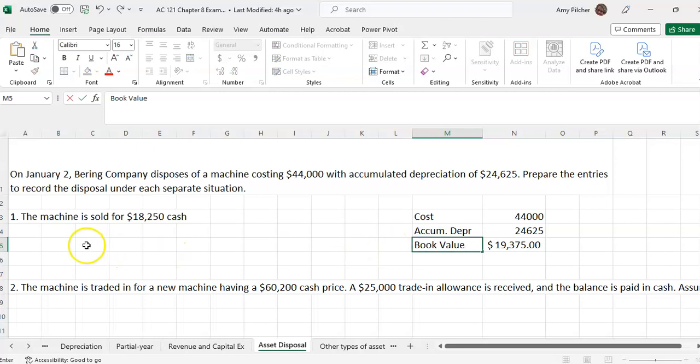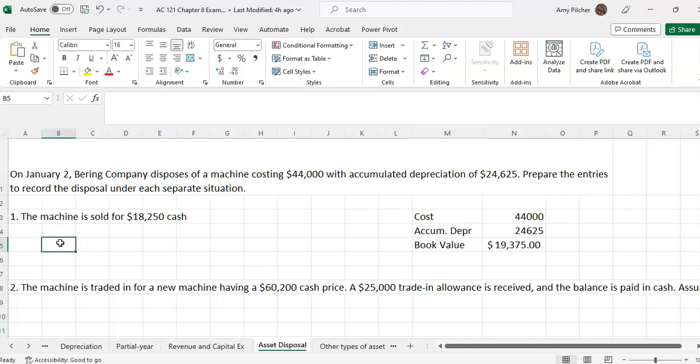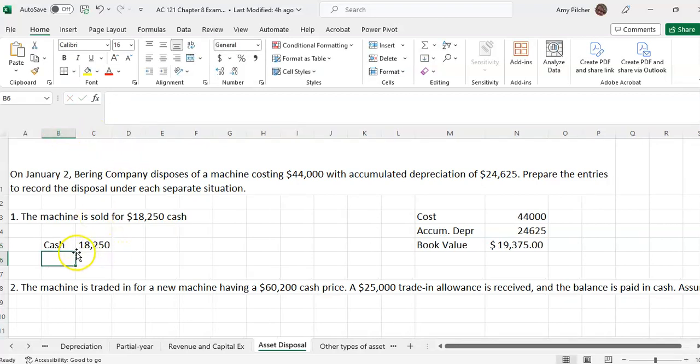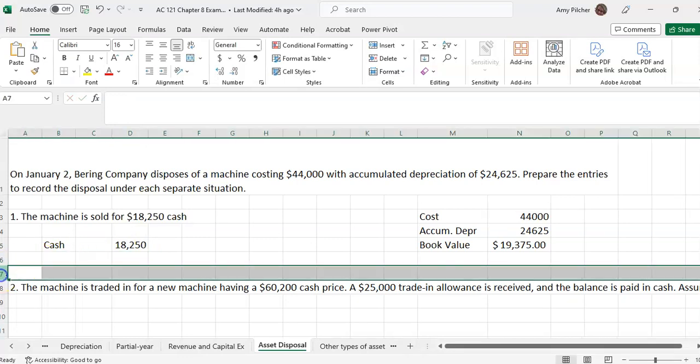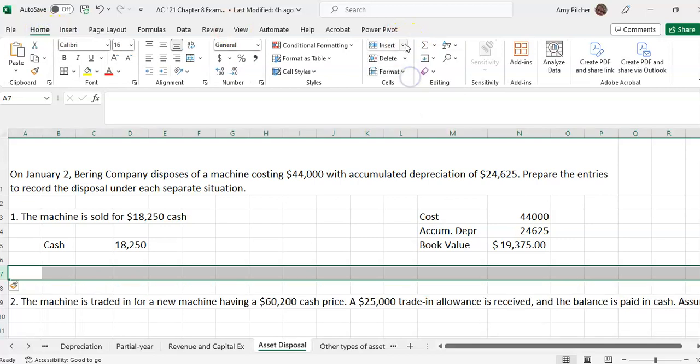Okay. So we're going to record the journal entry of what happens when we sell that for $18,250 cash. So the first thing that we're going to have is a debit to cash for $18,250. I'm actually going to move that one over so we have a little bit more room for our journal entries. Okay. Then I'm going to insert a couple of rows so we have room to put the full journal entry.